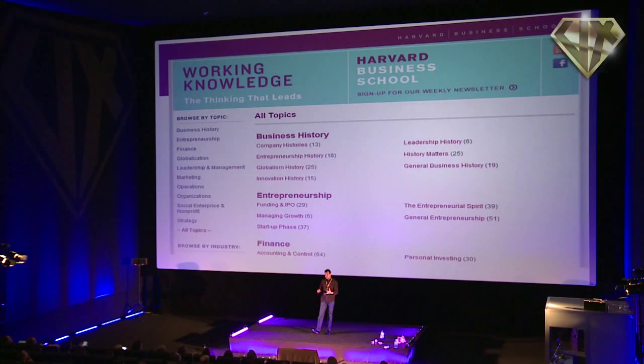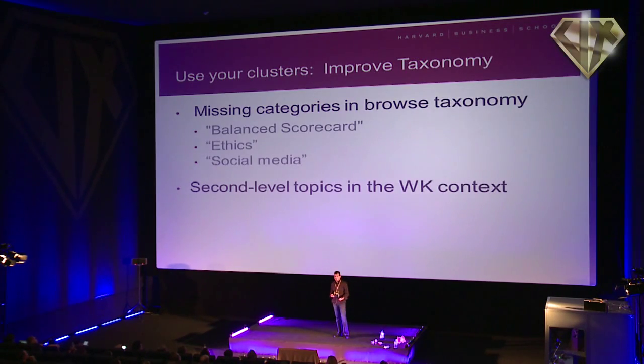So what I mean by this is a list of all the articles on this Working Knowledge website grouped by topic. And nowhere on this list of topics did balanced scorecard appear, or ethics appear, or social media appear. So this was giving important information, as we wanted to allow users to get to the content that they're looking for through all possible paths.